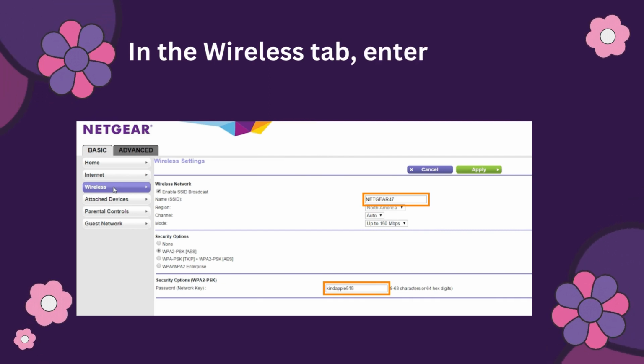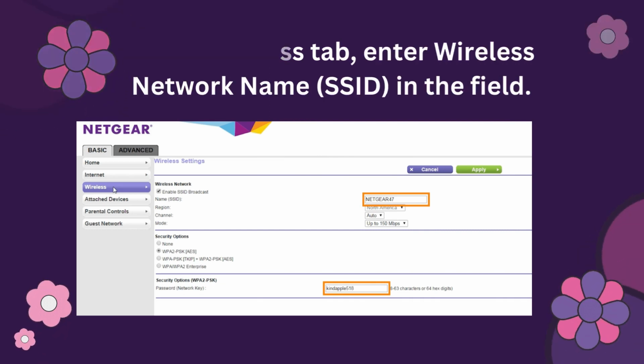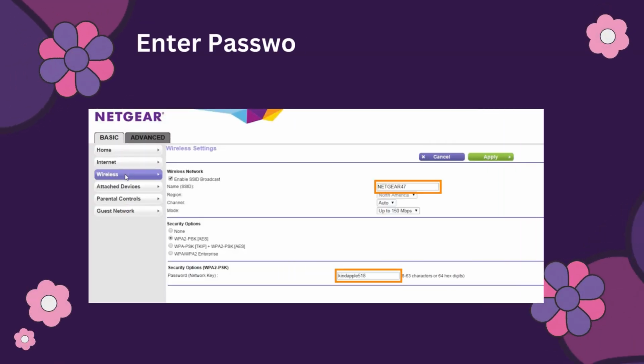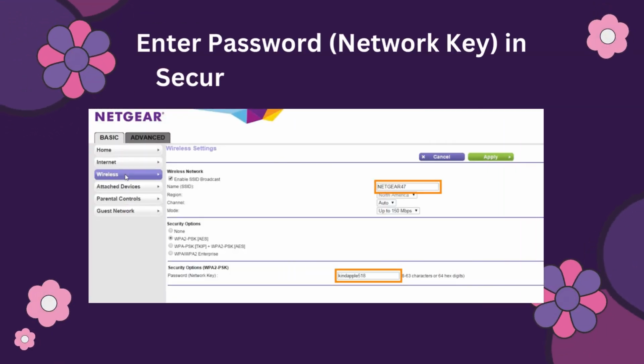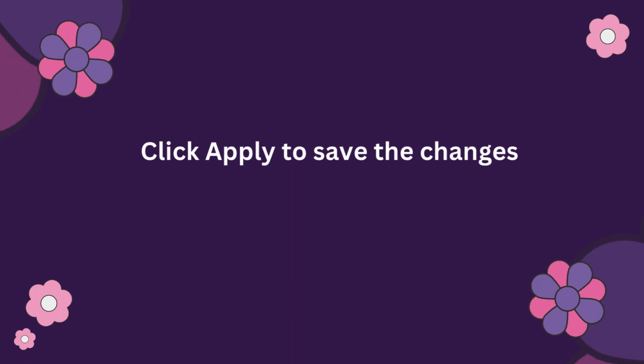In the Wireless tab, enter wireless network name, SSID, in the field. Enter password, network key, in Security Options, WPA2-PSK. Click Apply to save the changes.